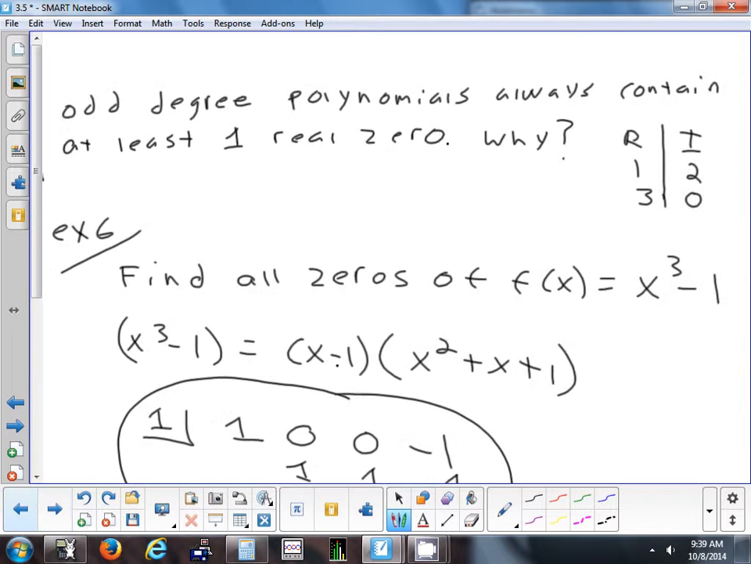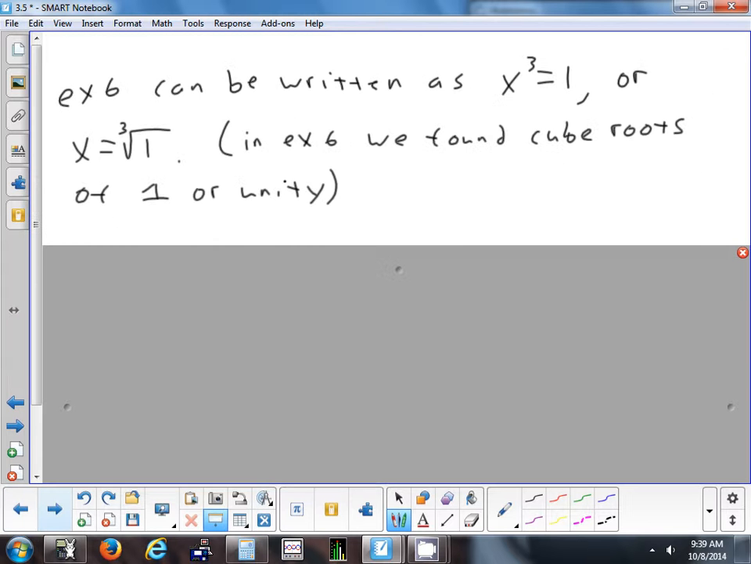So the problem we just did, x cubed minus 1. If you bring the 1 to the other side by adding 1, you basically get x cubed equals 1. Another way to think about solving it is to take the cube root of each side. We get x equals the cube root of 1. In that example we just did, we found all the cube roots of 1. There were 3 cube roots of the number 1. 1, that's the easy one, and then there are 2 imaginary ones. And those are the answers we just had.